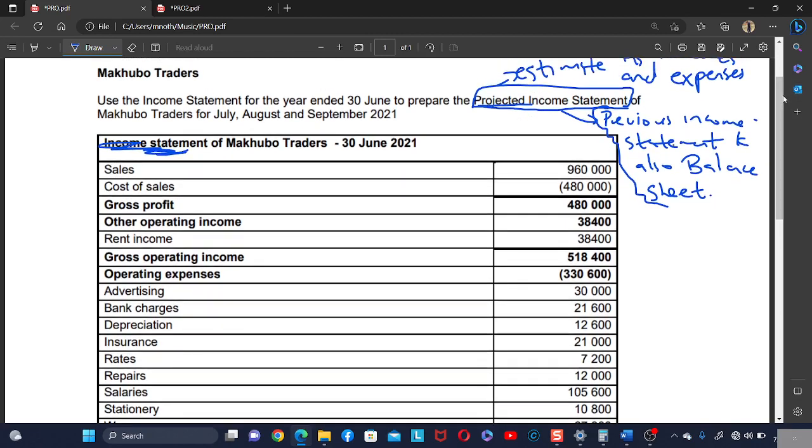So let's quickly go to the question. Use the income statement for the year ended 30 June to prepare the projected income statement of Makhubo Traders for July, August, and September 2021. So the year ends on 30 June 2021, and we are told to prepare the projection for these 3 months. We are given the income statement of the previous year, so we have to divide these amounts by 12 so that we know how much they are per month.